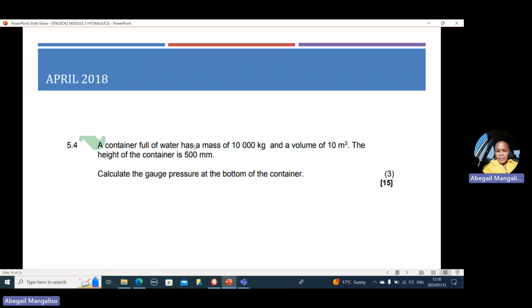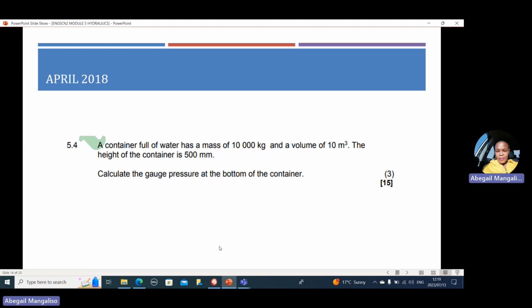A container full of water has a mass of 10,000 kg and a volume of 10 cubic meters. The height of the container is 500 millimeters. Calculate the gauge pressure at the bottom of the container. So the formula to calculate gauge pressure is rho g h. M is 10,000 and the volume is 10 cubic meters. So the height is 500.